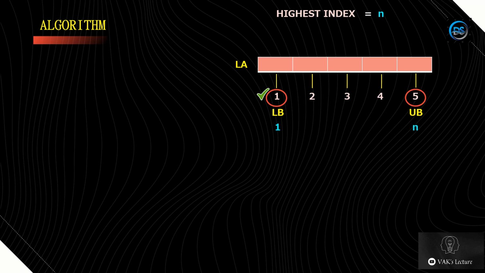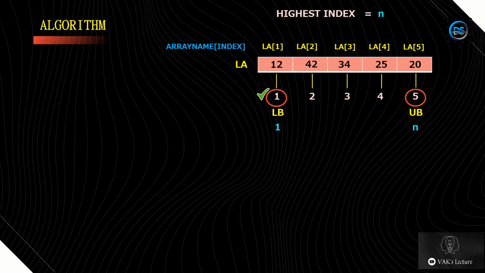And I want to store some values. How to store the values? By using the array name with the index, we can store the values in the corresponding index positions. If I want to store 12 in index 1, then 12 will be stored in LA of 1. Similarly, 42 is in LA of 2, 34 is in LA of 3, 25 is in LA of 4, and 20 is in LA of 5.